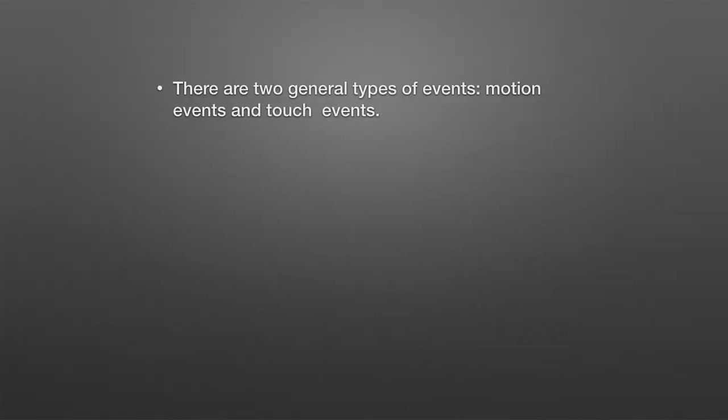But to start with, there are two general types of events. There's motion events and there's touch events. There's a remote control event, but we're going to ignore that one. And we're going to focus on touch events. We're not dealing with motion at this point. We're dealing with touch. Events are processed within an event loop. In other words, your application is sitting there waiting for something to happen. You touch the screen, for example. It gets processed. It goes back to the top of the loop.